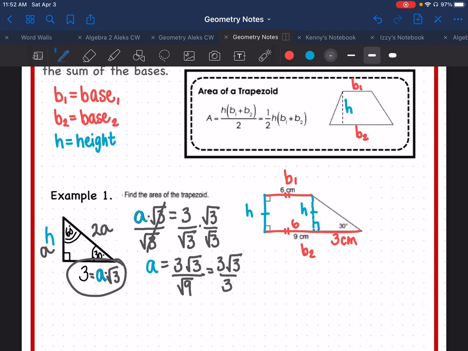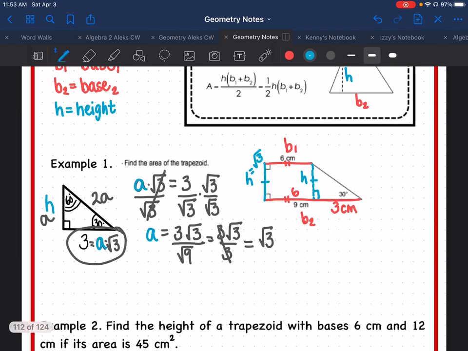And I know that 3 divided by 3 is 1, so they'll cancel out, and so I get the square root of 3. My height then equals the square root of 3. Now I have everything I need to go ahead and do my area. My area equals my height times base 1 plus base 2 divided by 2. What I'm going to do is add together on the top, and then I'm going to see if I can divide by 2.